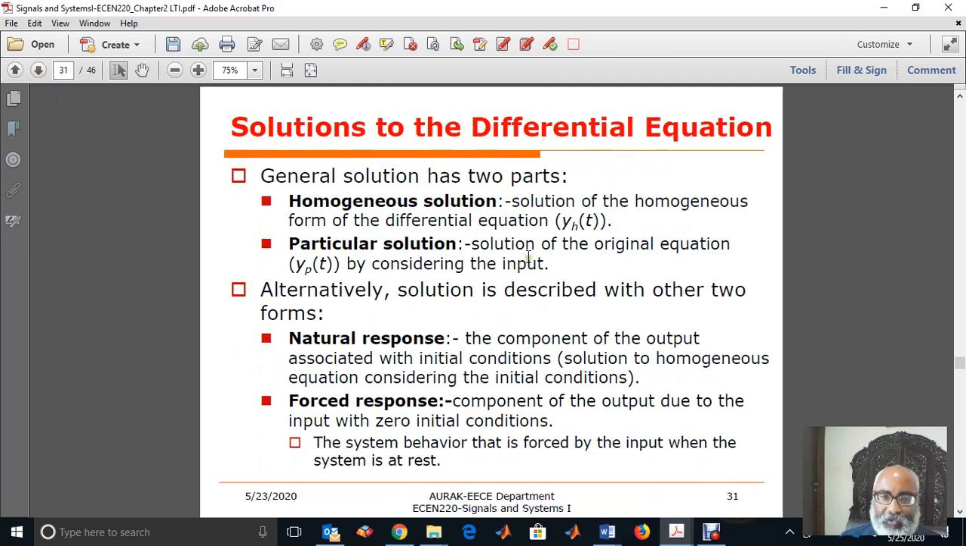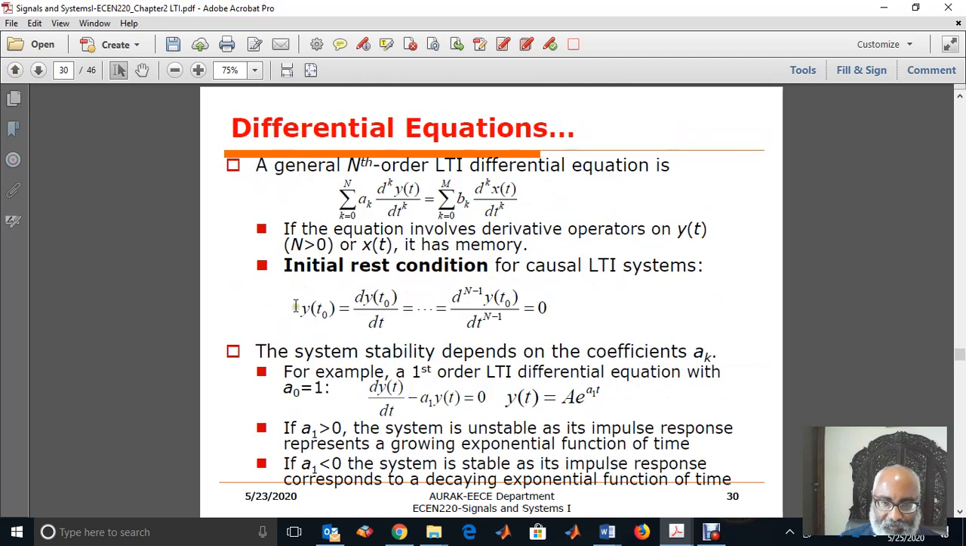The particular solution is a solution similar to the input, because the system is excited by a certain input. So the particular solution will have a form of the input. Then we combine the homogeneous solution and the particular solution, and we will get the complete solution. And there are some constants that we have to solve. Those constants can be found from the initial condition of the system, which we described before like this.